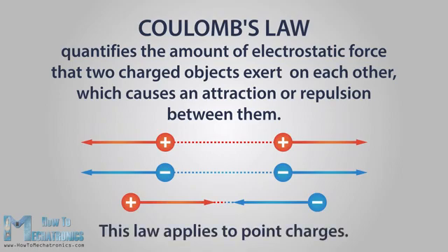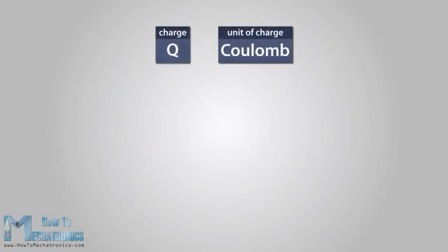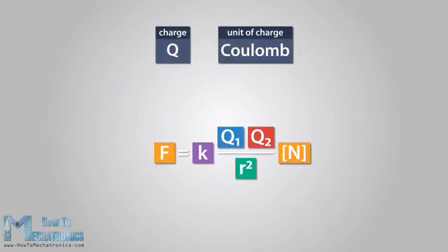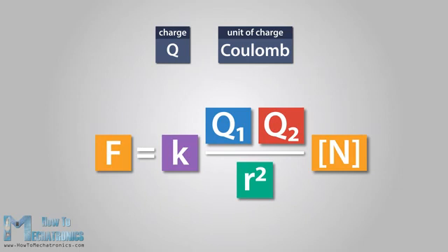Specifically, this law applies to point charges. Any objects can be treated as point charges as long as they are very small compared to the distance between them. Also, the force is along the straight line joining these charges. We already know how to measure electric charge. This can help us calculate the electric force between charged objects.